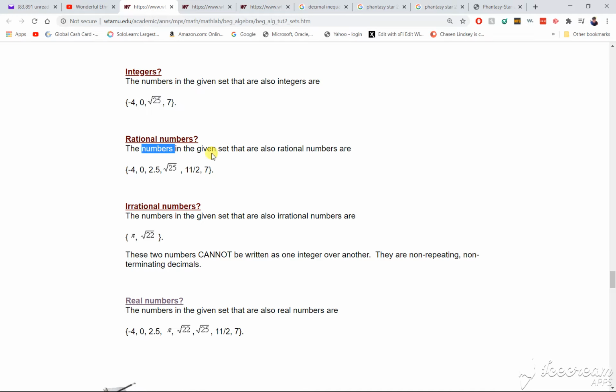Rational numbers. The numbers in the given set that are rational numbers are integers: -4, 0, the square root of 25, which is 5, and 7.